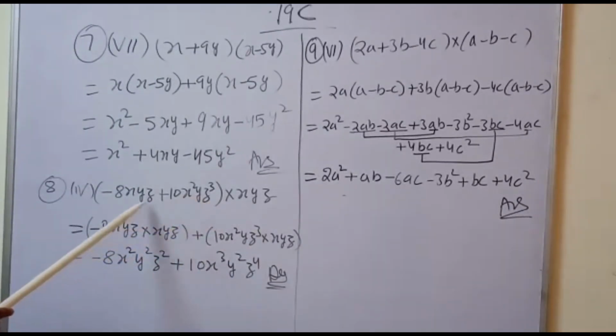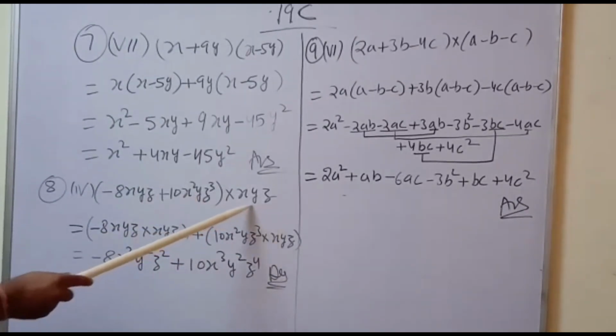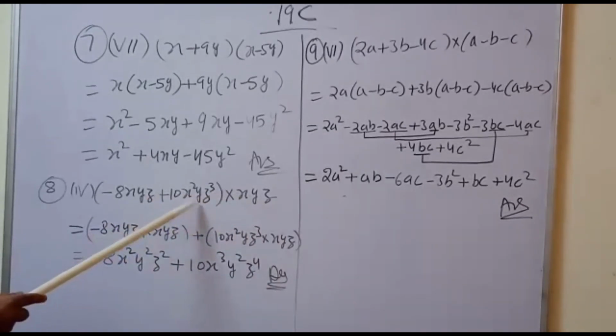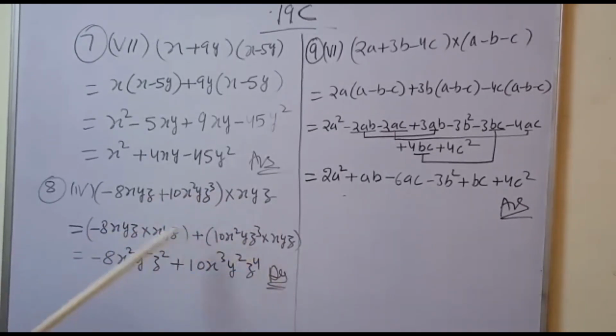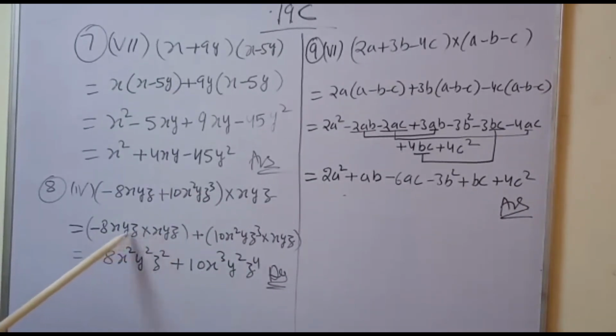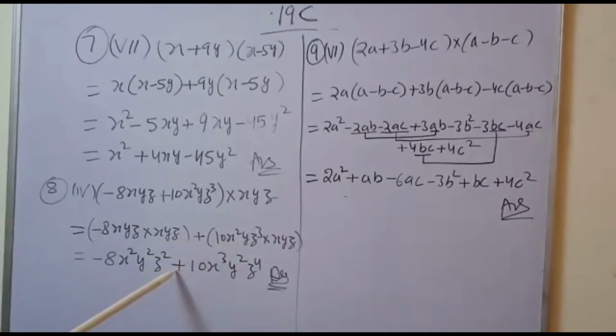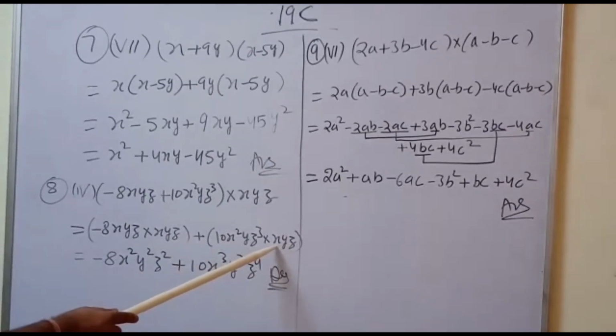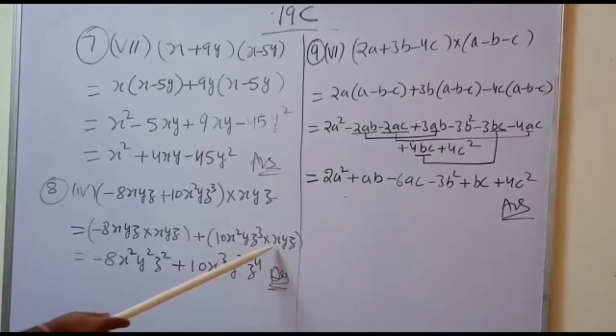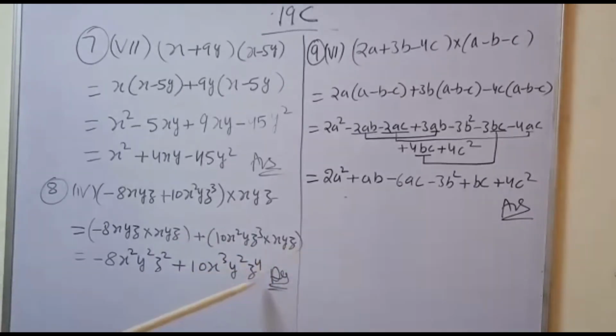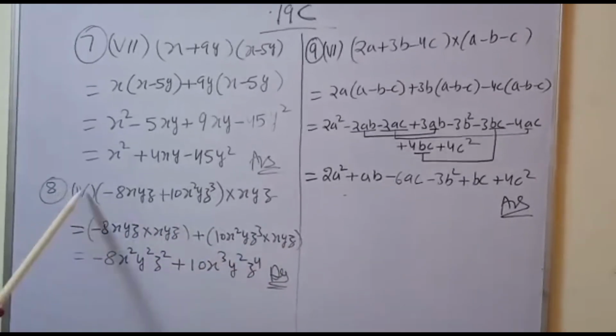Binomial by monomial. So this monomial will multiply to both of the binomial terms. Write in that manner. Constant minus 8 you will write as it is. Now multiply the same variables together with the power. X into x, x square, y into y, y square, z into z, z square. Here plus 10. Here no constant, so write 10. X square into x, x cube, y into y, y square, z cube into z, z4. So this is the answer of question number 8, 4th part.